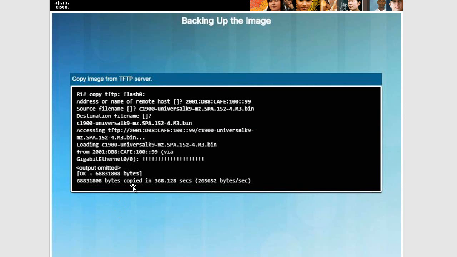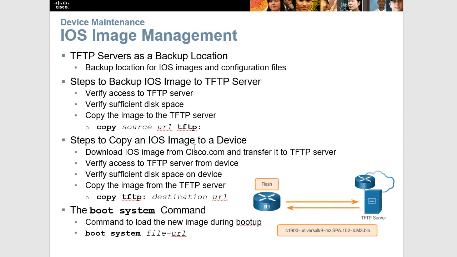Okay, in this case we're using IPv6, don't let that scare you or anything. Just using an IPv6 address to send that data across. Okay, so that's how to copy an iOS image to a device rather than backing it up from a device.